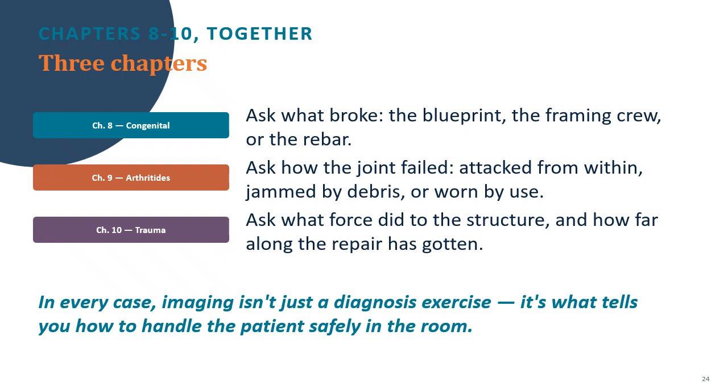With chapter 9, we were asked to ask how the joint was being damaged. So was it being attacked from within by inflammation? Was it jammed by crystal deposits? Or was it worn down by mechanical use? We wanted to look at distribution and symmetry, also density and joint space changes, which can help us separate those different patterns. Last but not least, our trauma chapter, chapter 10, we need to ask ourselves what force did the bone undergo and how far the repair process progressed.